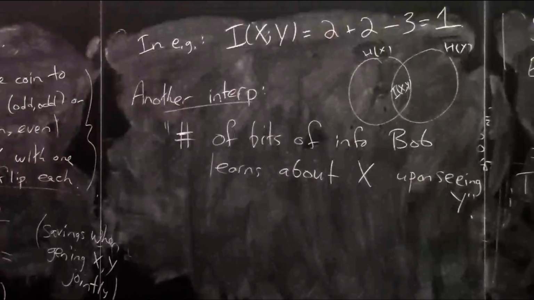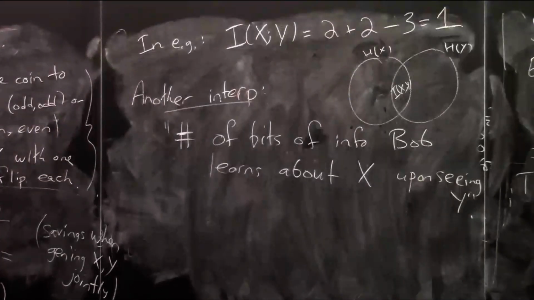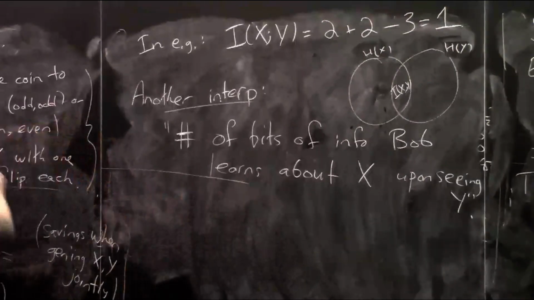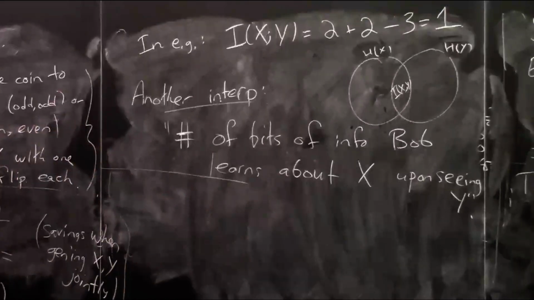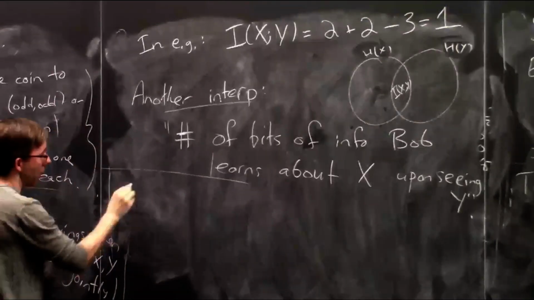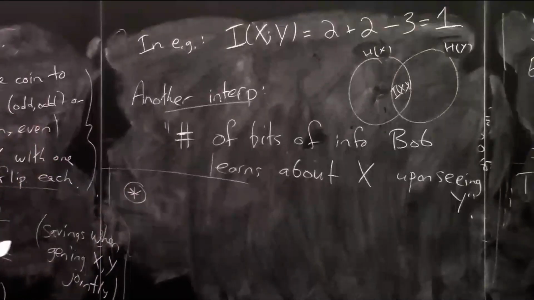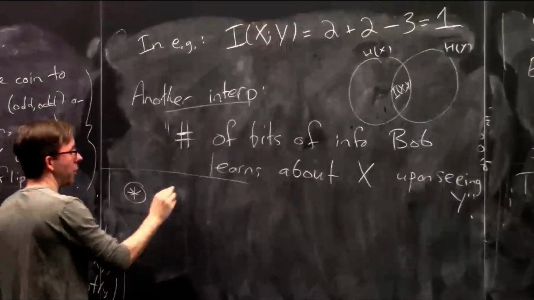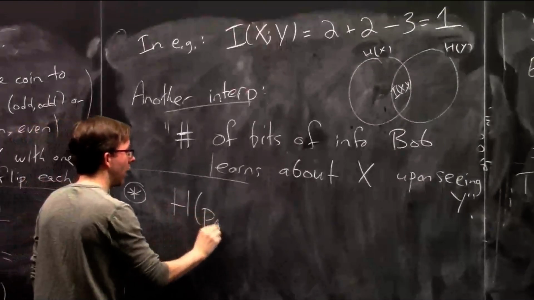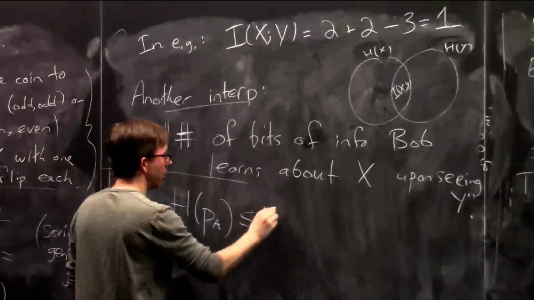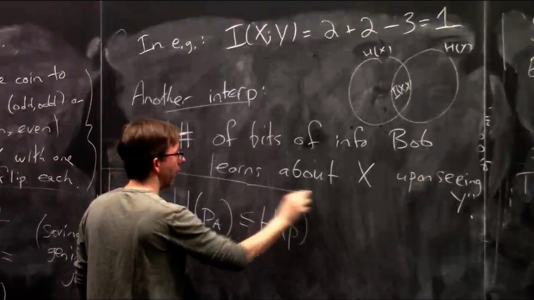OK. So now I want to write down some facts and properties about mutual information. Actually, I want to go back a little bit to here. I want to write down one fact about just entropy, and I'll call this an obvious fact. I want to put a star around this. This fact is that the entropy of P_A, the marginal of the joint distribution P on A, is at most the entropy of P.